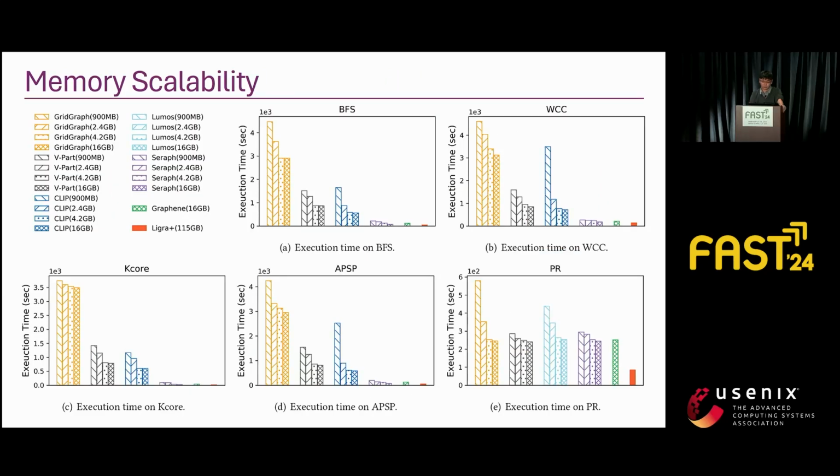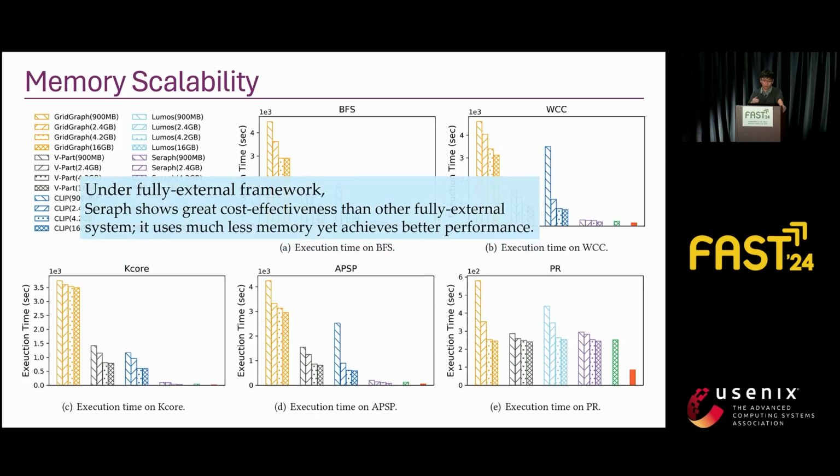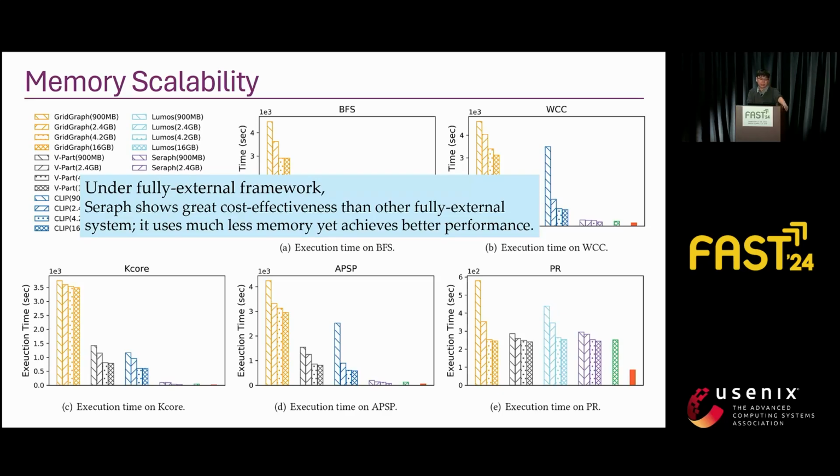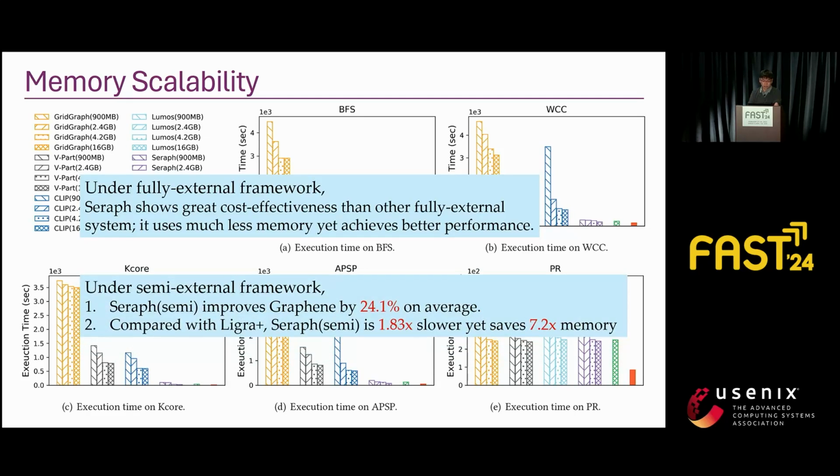So this slide we further evaluate the memory scalability. For this one, we also include GraphChi and LightGraph Plus. Under the fully external setting, we can see that Seraph shows greater effectiveness than the other fully external graph systems, because it can use less memory, yet it can achieve better performance. But when we consider the semi-external framework, that is, we run Seraph in the semi-external framework, we can observe that Seraph can improve on Graphene by around 24.1% on average. When we compare with LightGraph Plus, Seraph semi is around 1.83 times slower, but it can save around 7.2 times memory.